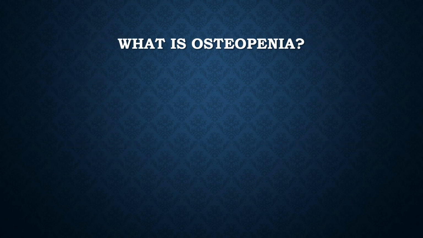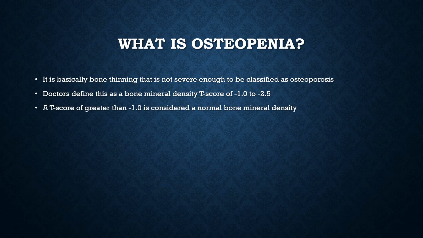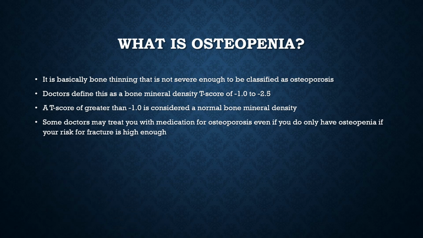You may have also heard the term osteopenia. What is that? Osteopenia is bone thinning that is not severe enough to be classified as osteoporosis. Doctors define this as a bone mineral density T-score of -1 to -2.5. And remember, osteoporosis is a score less than -2.5. A T-score of greater than -1 is considered a normal bone mineral density. Some doctors may treat you with medication for osteoporosis, even if you do only have osteopenia, if your risk for fracture is high enough.